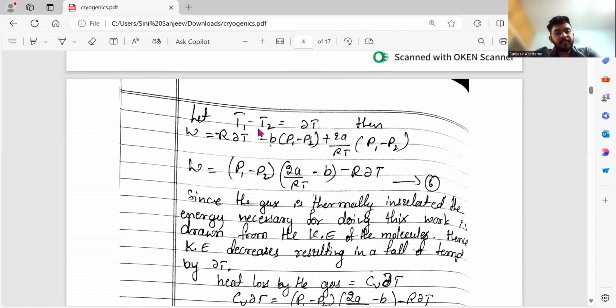Okay, next change. Change is always delta. So this is dot T. Dot means partial differentiation, or we can write delta T. So instead of T1 minus T2, you'll put delta T or dot T. Correct? So my work done will be minus R dot T. The rest of things will be the same. So instead of P1 minus P2 also, you can put dot T. Okay, so not P1 minus P2, it is T1 minus T2, you can put dot T. So P1 minus P2 will be common in this. And I can take what? 2A by RT minus B minus R dot T. That's it.